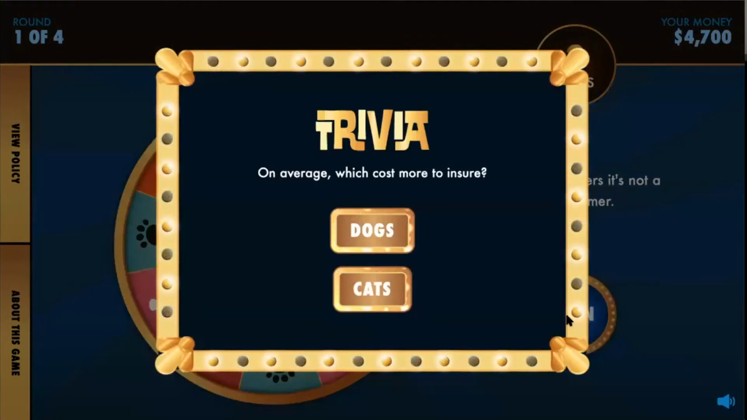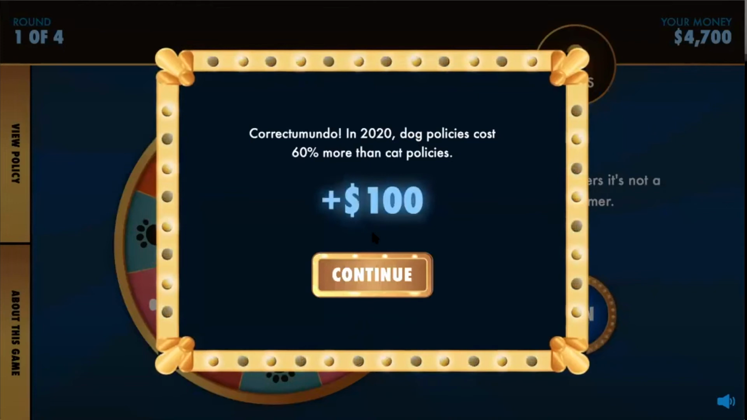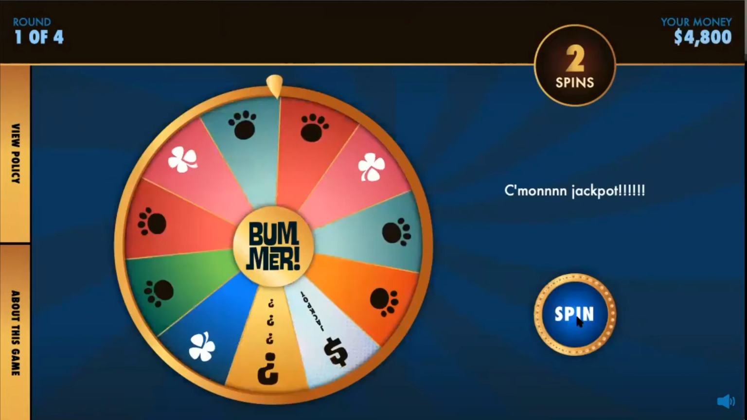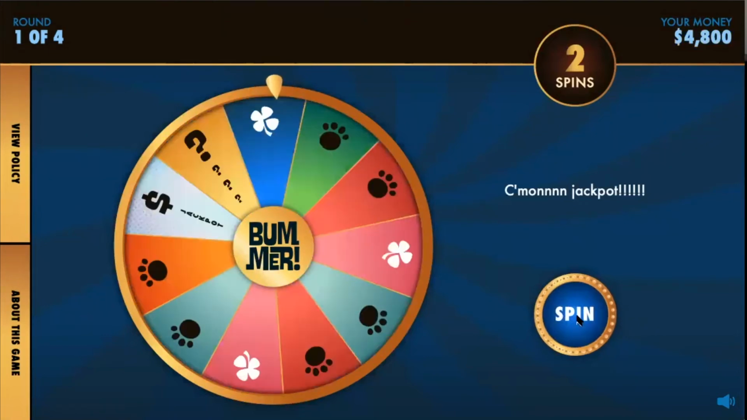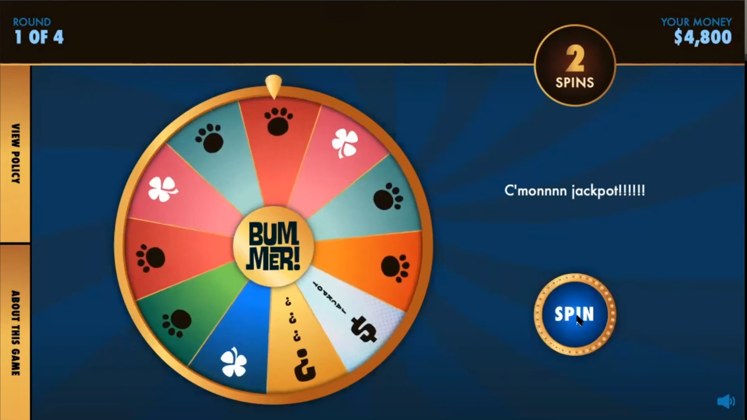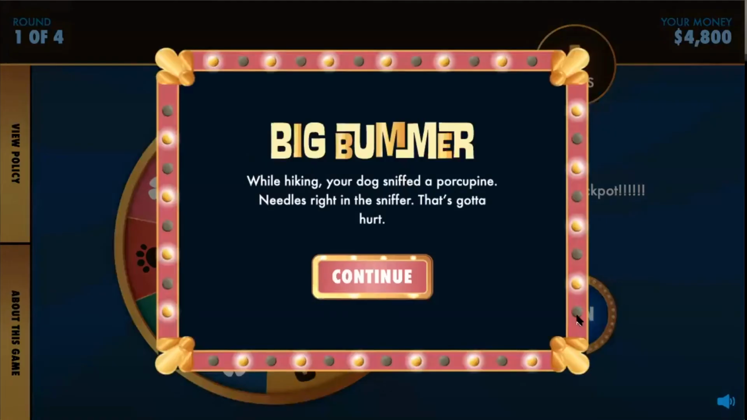On average, which costs more to insure? I'm going to say dogs. Correctamundo. In 2020, dog policies cost 60% more than cat policies. Extra $100. Fantastic. Okay. We're going to spin. I'm going to go through this just a little bit more so we can get to the next round so you can see what that looks like.